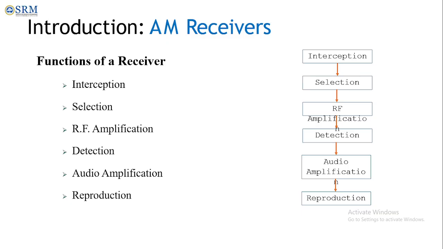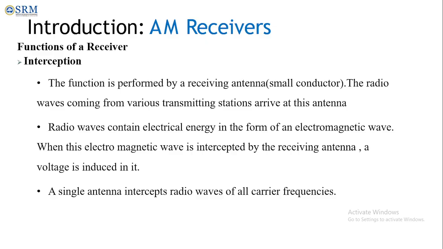The main functions are interception, selection, and RF amplification. It also performs detection, audio amplification, and reproduction. Interception is a function performed by the receiving antenna. The radio waves coming from the transmitting antenna are picked up by this antenna. This is what we call interception.